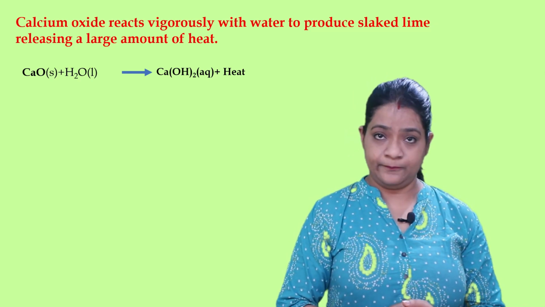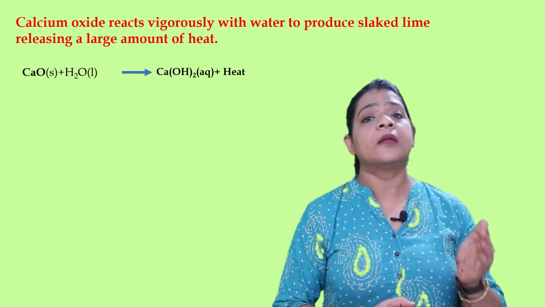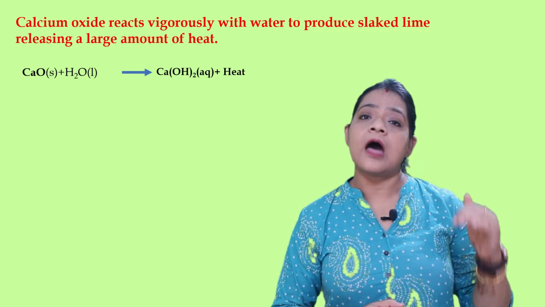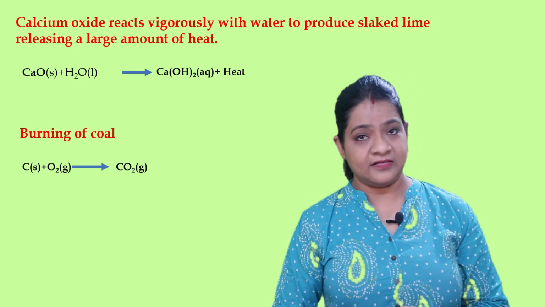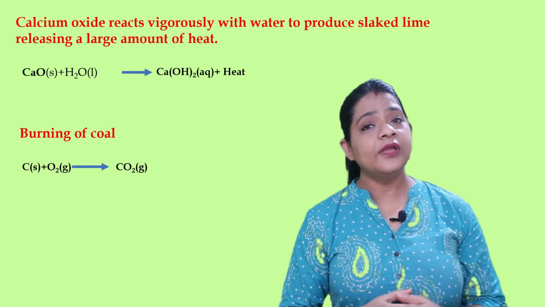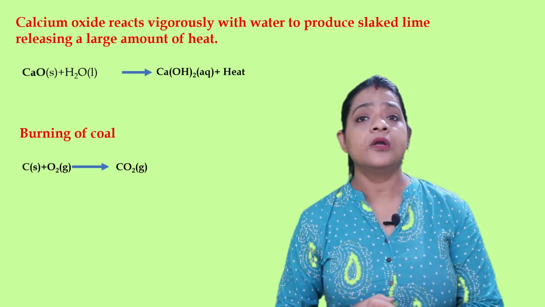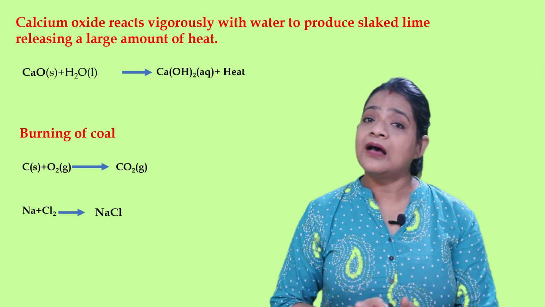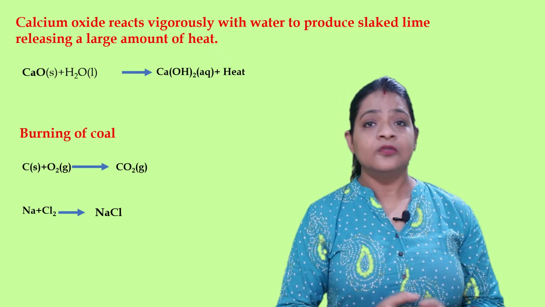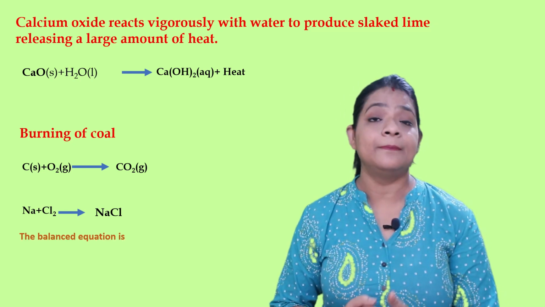Another example of combination reaction is the burning of coal, that is carbon plus oxygen gives rise to carbon dioxide gas. Here also we see that two reactants are used and it gives a single product, that is carbon dioxide. Another example: sodium Na plus Cl2 gives NaCl, though it is not the balanced equation. So the balanced equation is 2Na plus Cl2 gives 2NaCl.